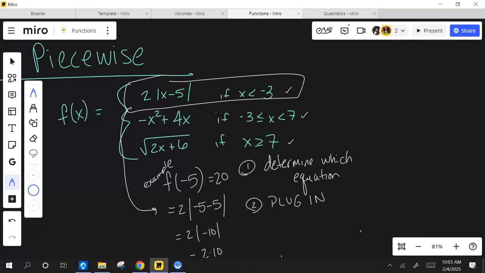Guys. Stay with me. What if I asked you to find f of 2? Do it. Don't blurt it out. See if you can figure out f of 2. Don't say the answer. No, I just said don't say the answer.